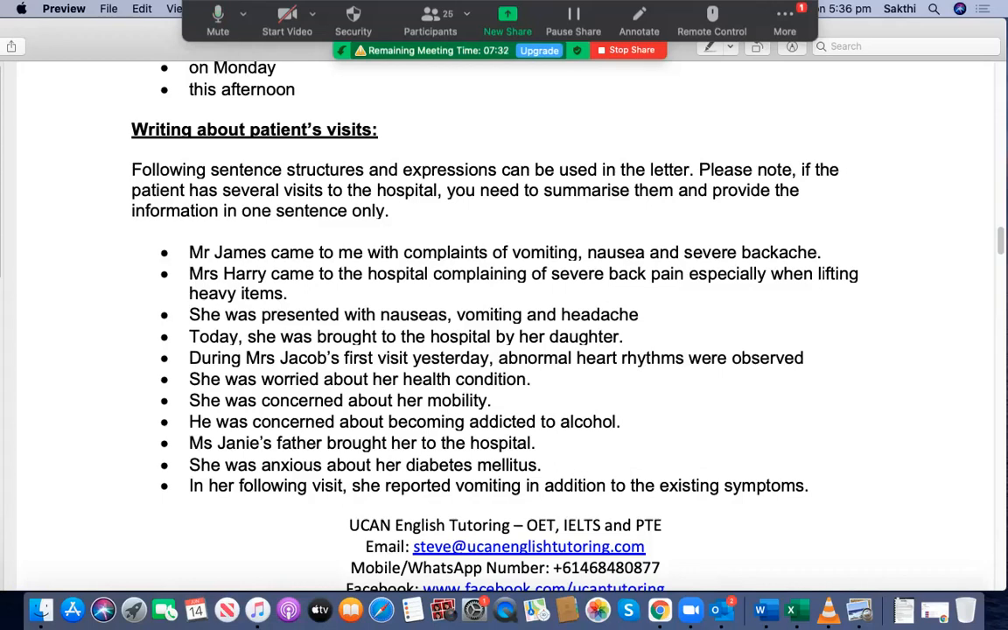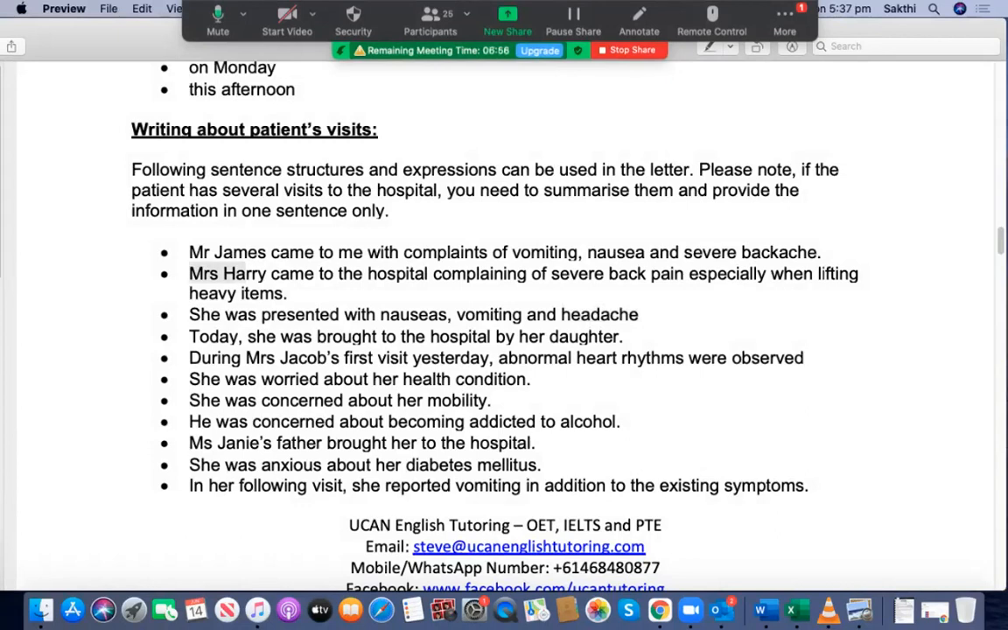For example, let's look at these ones. Mr. James came to me with the complaints of vomiting, nausea, and severe headache. Sorry, severe backache. Remember that backache is one word only, whereas back pain is going to be 2 words. Back pain has 2 words and backache has one word only. The same thing is applicable for headache. Headache is only 1 word. Don't give a space between head and ache. That's not good. Remember that, please.